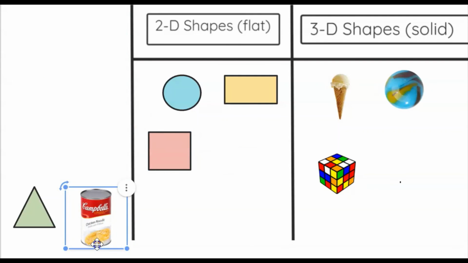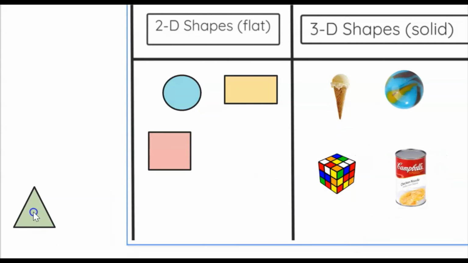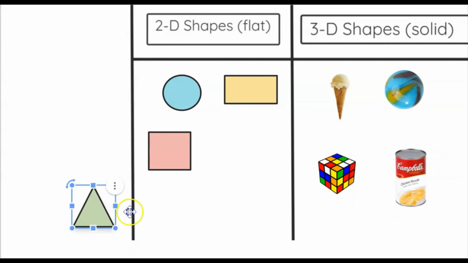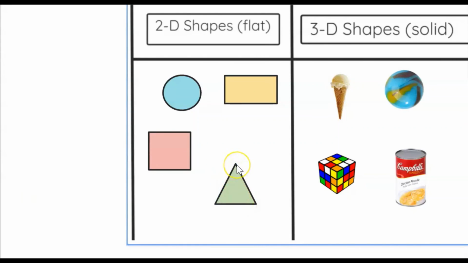What about this can of soup? This is a cylinder, and it's a solid shape. We learned this shape is a triangle, and we know a triangle is a flat shape with 3 points and 3 sides.